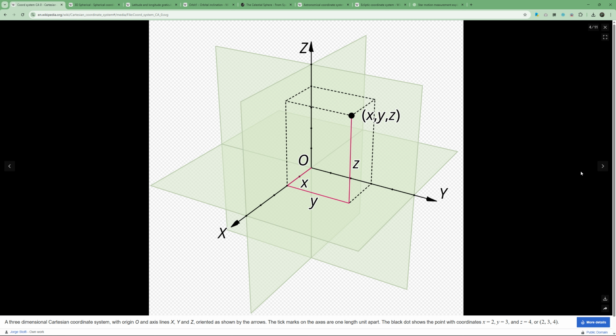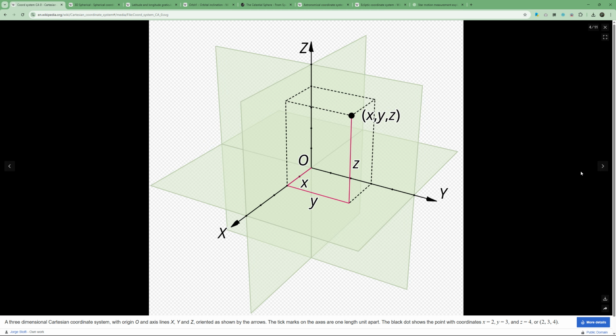Hello everyone. In this video, I want to clarify some terminology when it comes to specifying the position of things in space. This will become handy when we define our own stars and planets. It specifically concerns what we call coordinate systems.